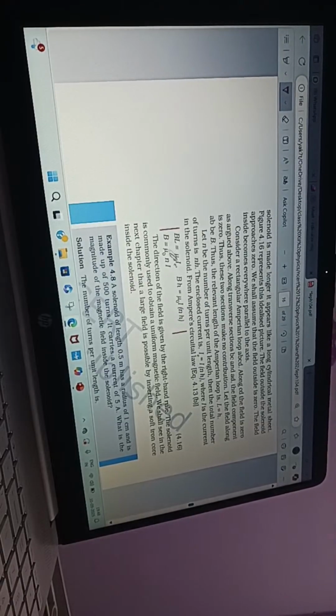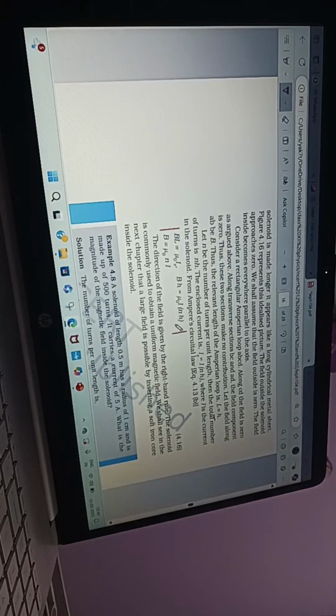Ampere circuital law: B into L equals mu naught I. L is equal to H. Length into number density will give you the number of turns. So the total number of turns will be N into H.